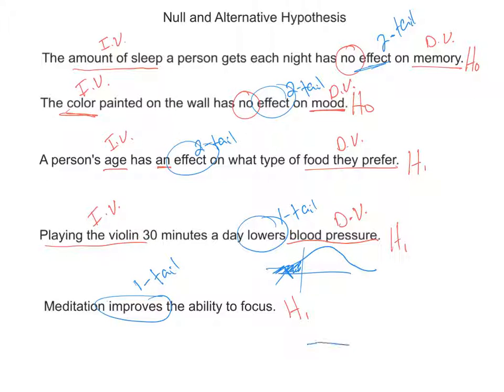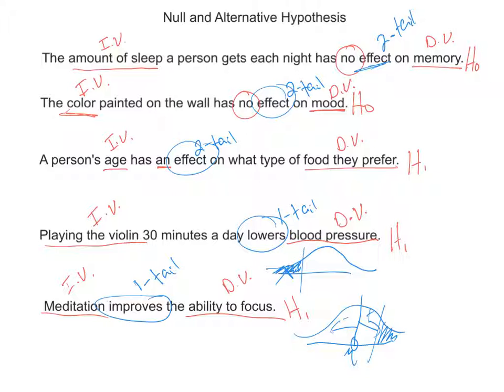So in this distribution, opposite from the one we just did, we're looking for over here a positive, because right here in the middle is the mu, which serves as our 0, and on this side is going to be positive, on this side is going to be negative. So meditation is going to be the independent variable, and the ability to focus is going to be your dependent variable, and it's going to be an alternative hypothesis.